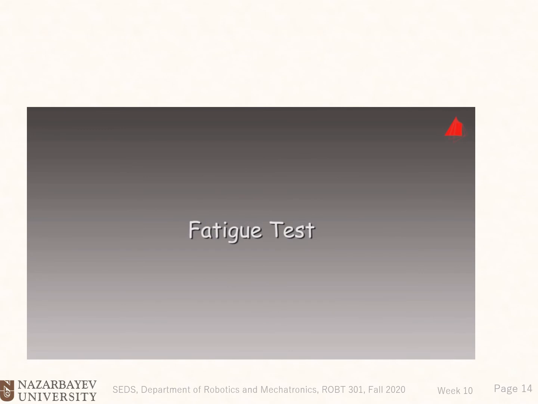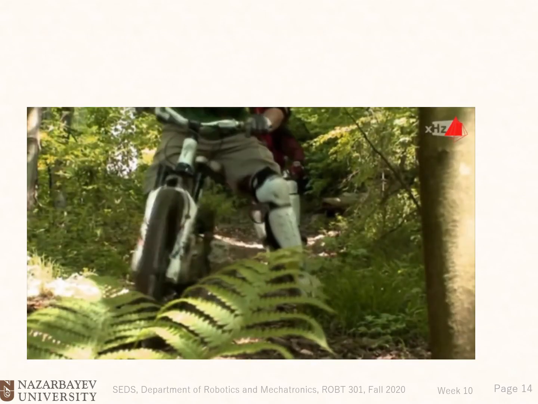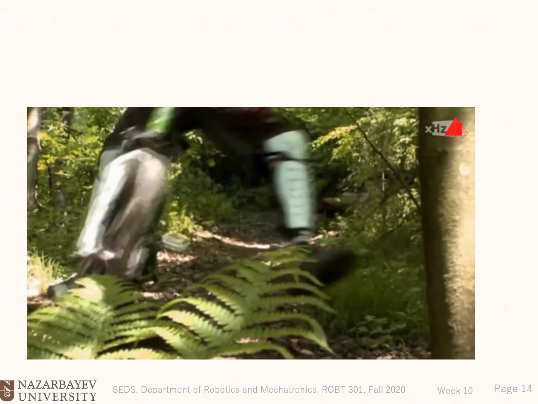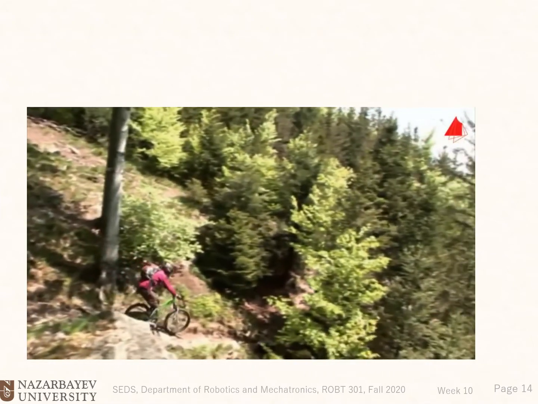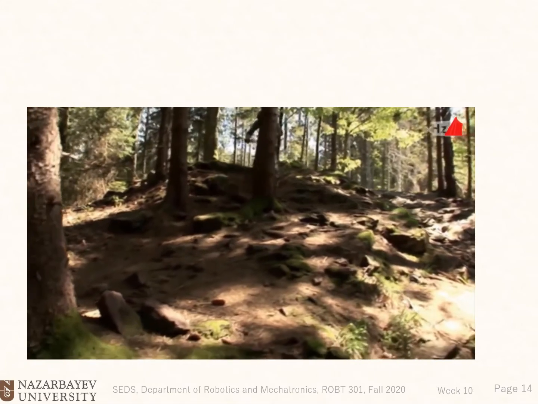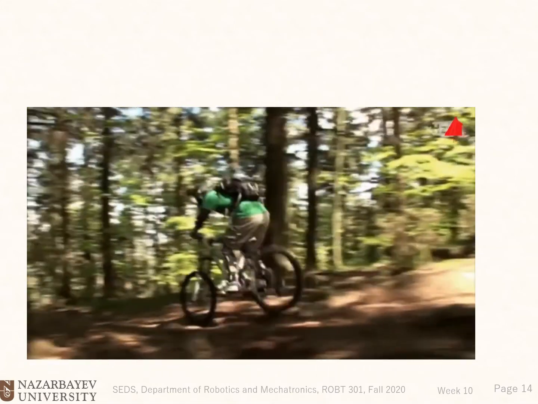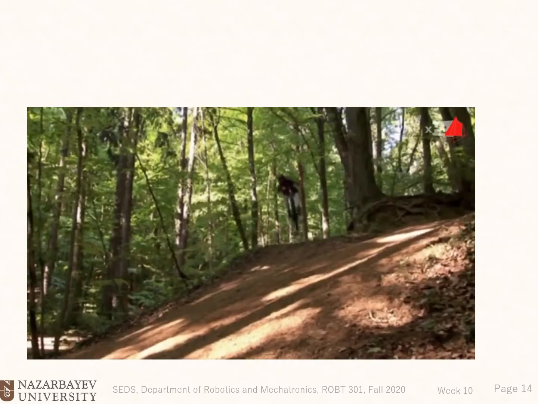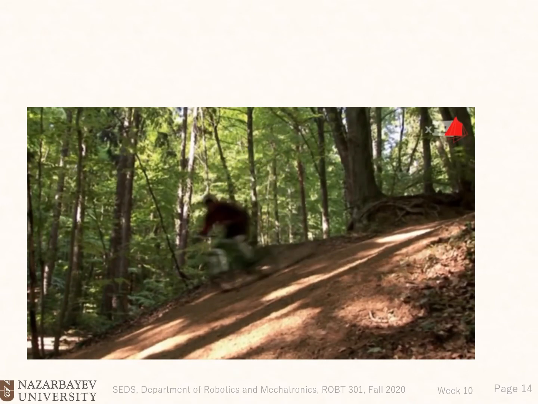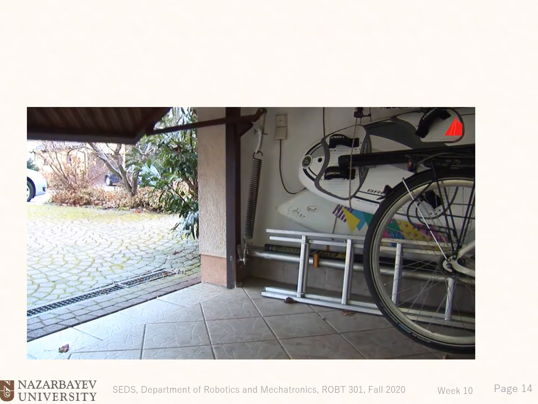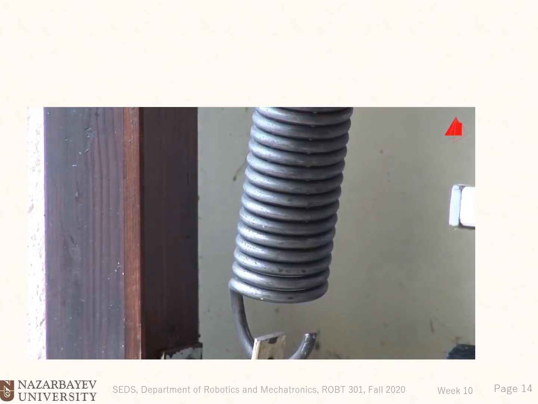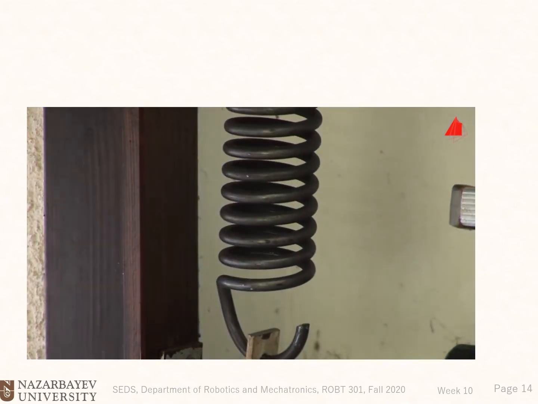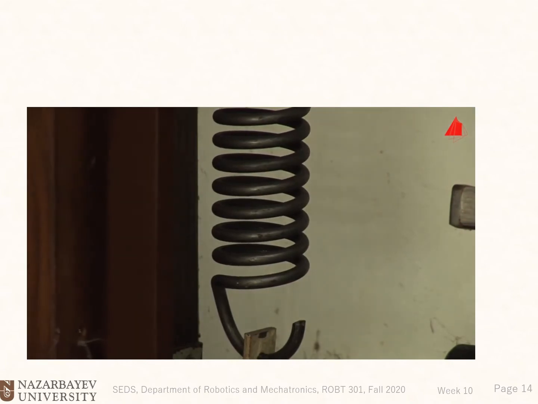Fatigue test. Many everyday items are not loaded uniformly, but rather non-uniformly with periodically changing loads. This is quite obvious in off-road biking. Frames, handlebars and wheels are subjected to high alternating mechanical loads. It is just as obvious in the case of a garage door spring. The spring is unloaded when opening the door and loaded when closing the door.